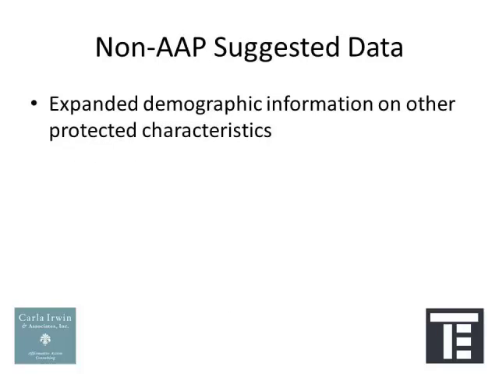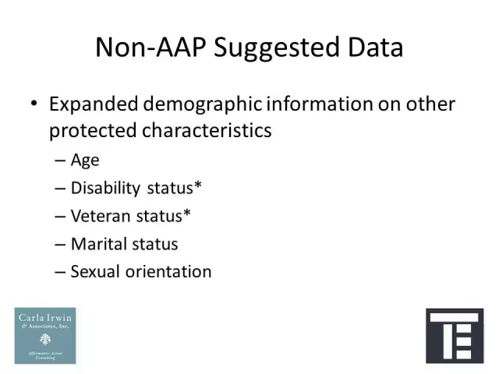All right, so in addition to the required data that Carla just talked about, I'd like to add some non-AAP required data. It's not required, but it's suggested data. And again, this is going to depend on whether you're constructing this manually from records or whether you're using an HRIS system. Some suggested data that you may want to include is expanded demographic information on other protected characteristics. For the AAP proper, you need to report it by gender, race, and ethnicity. But from a risk management or an audit or a litigation perspective, there's a lot of other characteristics about your employees that you want to capture.